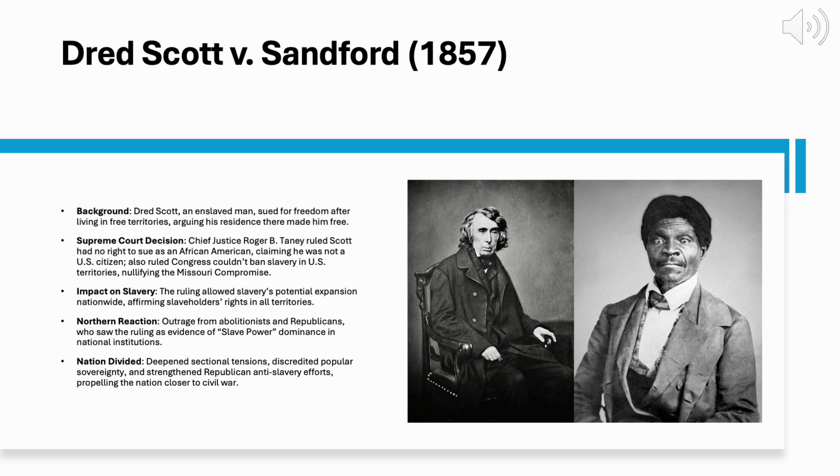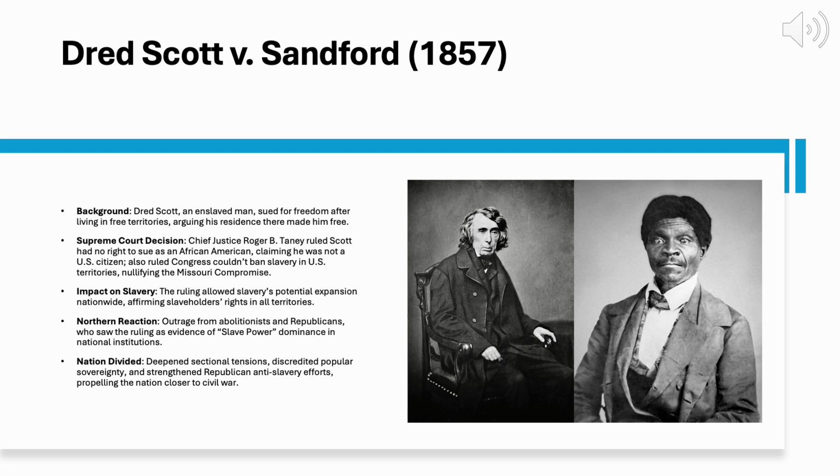The implications of the Dred Scott decision were profound. By denying the federal government's authority to restrict slavery in the territories, the ruling emboldened pro-slavery advocates and validated Southern concerns over property rights in enslaved people. The decision alarmed Northerners, particularly abolitionists and members of the newly formed Republican Party, who viewed it as a stark demonstration of slave power influencing national institutions to protect and expand slavery.